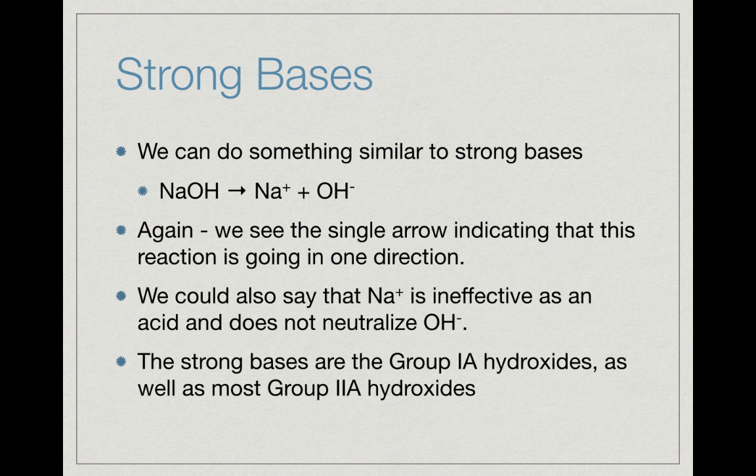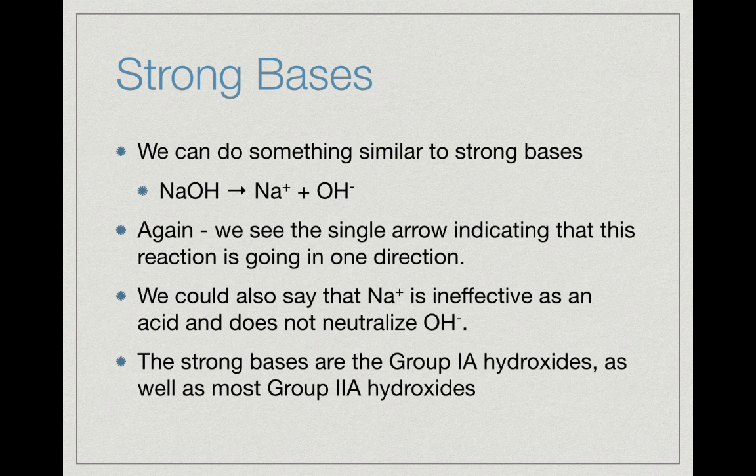We have NaOH, and that goes to Na plus and OH minus. As you see, once again, we have just that single arrow. We do not have a backwards arrow indicating an equilibrium. That single arrow indicates this reaction is moving in just that one direction. So when we dissolve NaOH into water, we do not get an equilibrium situation setting up, and all of that NaOH dissociates into sodium ions and hydroxide ions.